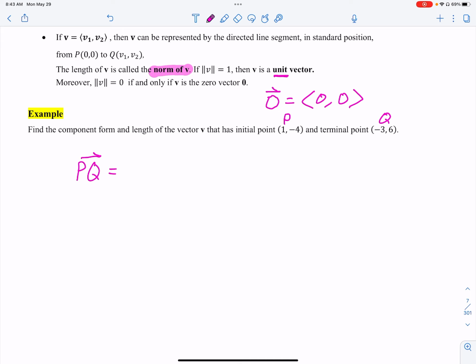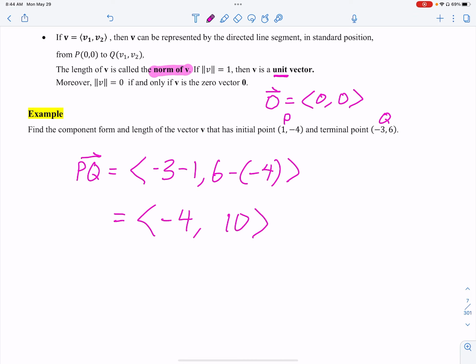PQ vector. I got to take x's and subtract them, and then I got to take y's and subtract them. And this is going to end up in having a component form. So -4 in the x. Be careful with this. Remember, in doing slope for the first time, that minus negative stuff trips us up. So that is a 10. So the component form is -4, 10. That means to get from point P to Q, I go -4 in the x direction and 10 in the y direction, and it gets me to point Q.